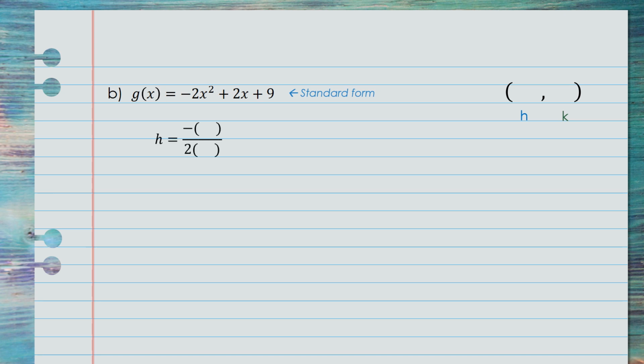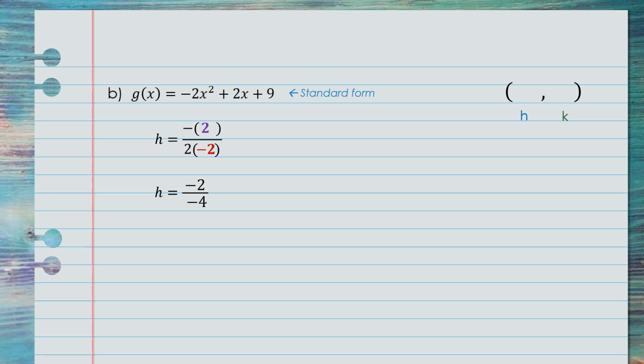h can be found as negative b over 2a. From the function, our b value is 2. Our a value is negative 2. Now we need to simplify. In the top, we have the opposite of 2, which we know is negative 2. And in the bottom, 2 times negative 2 is negative 4.